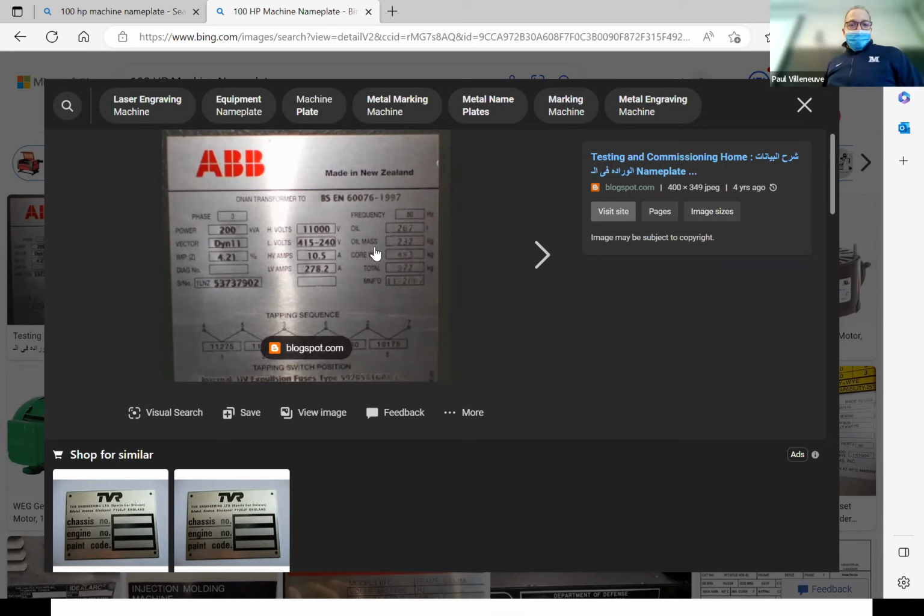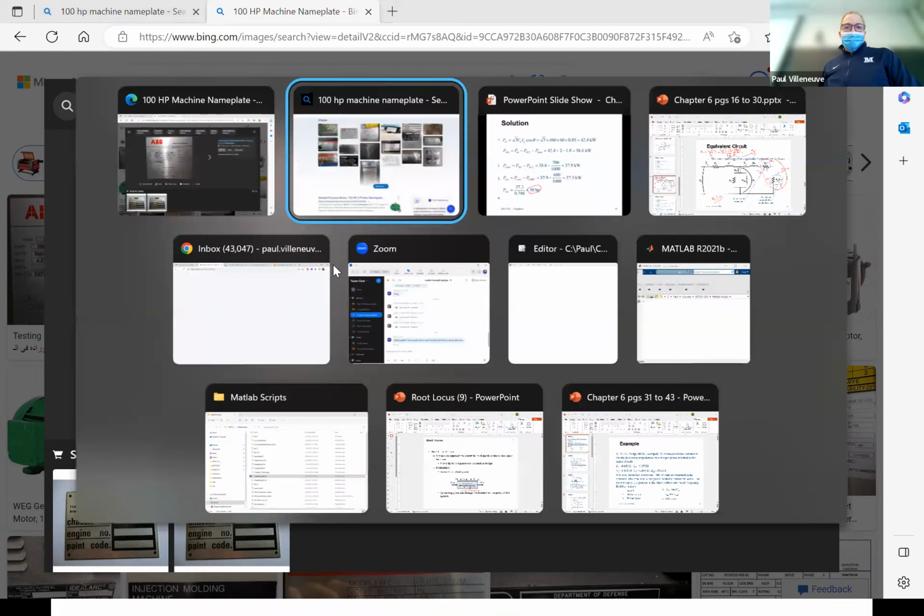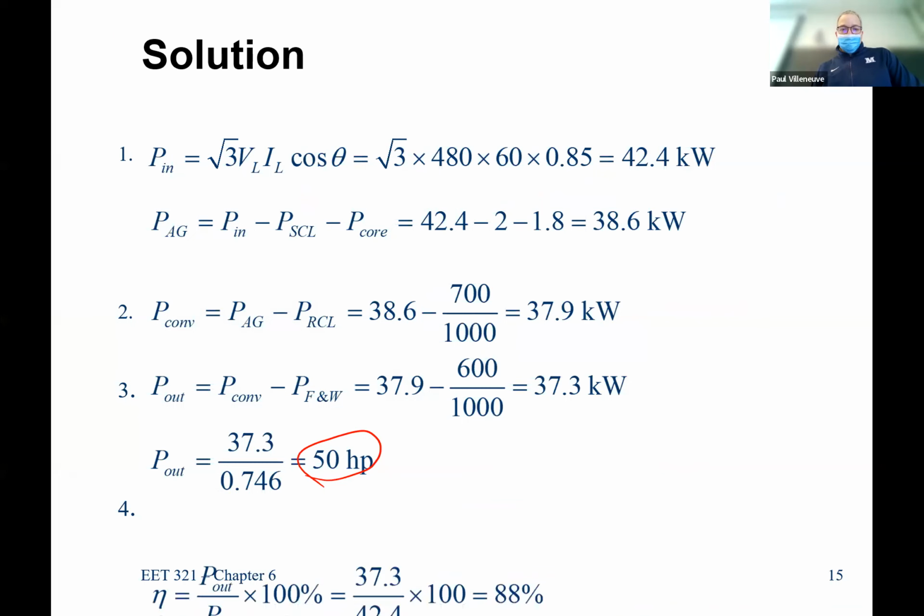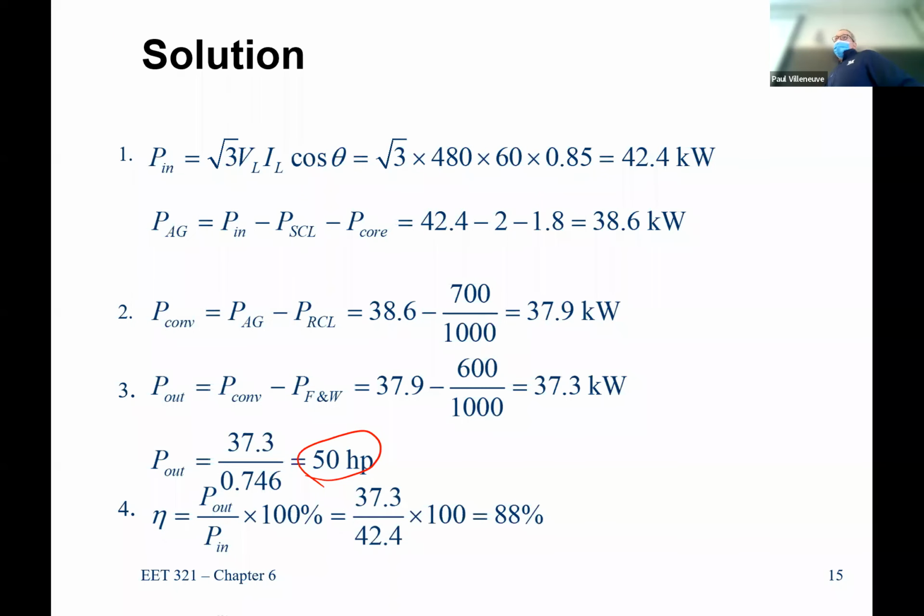So, service factor, and I don't see this on that nameplate. Usually that's a pretty common one that you'll see, but I don't see that here. Efficiency, 88%. It's pretty darn good. Not bad. Not great, but not bad.